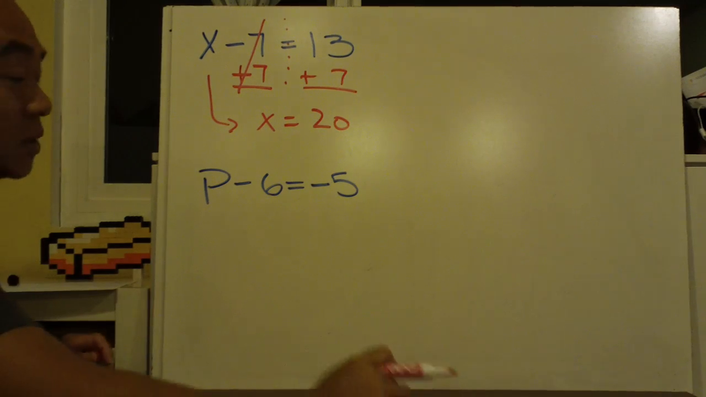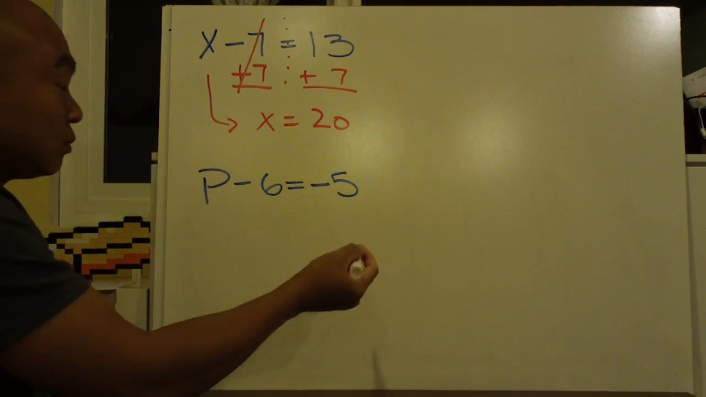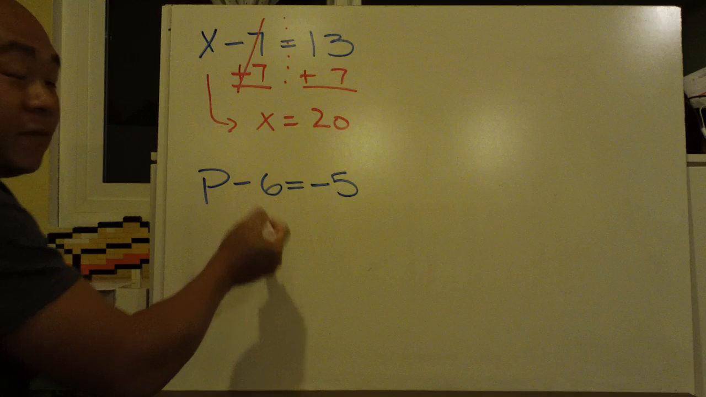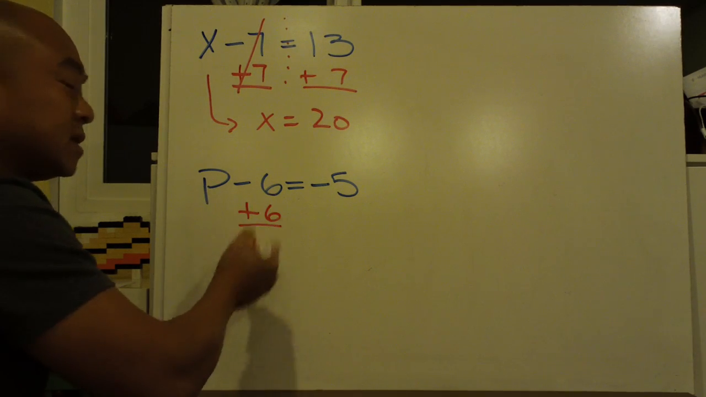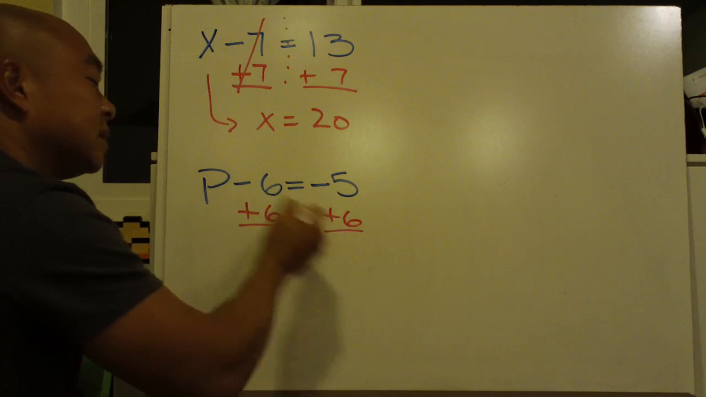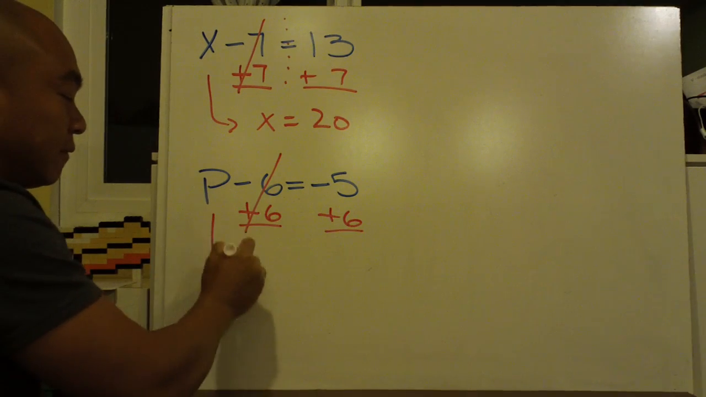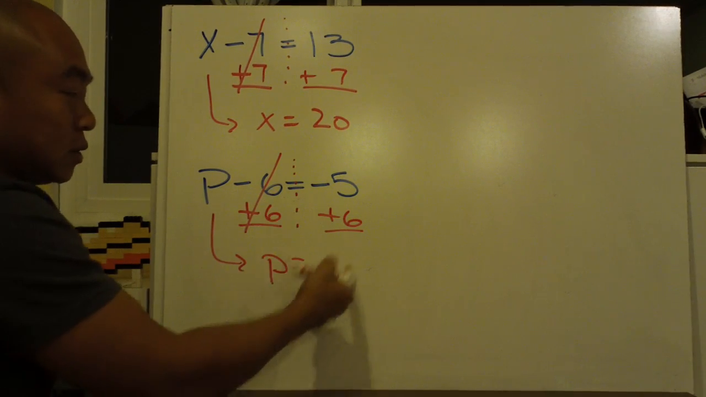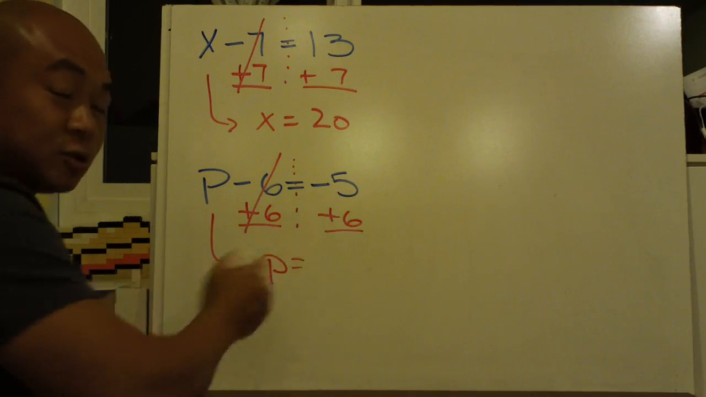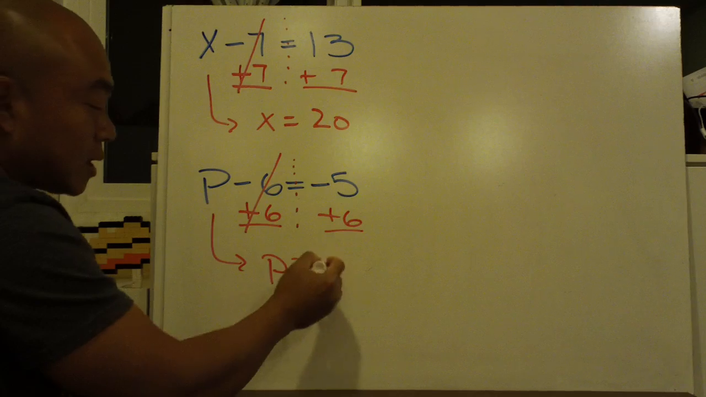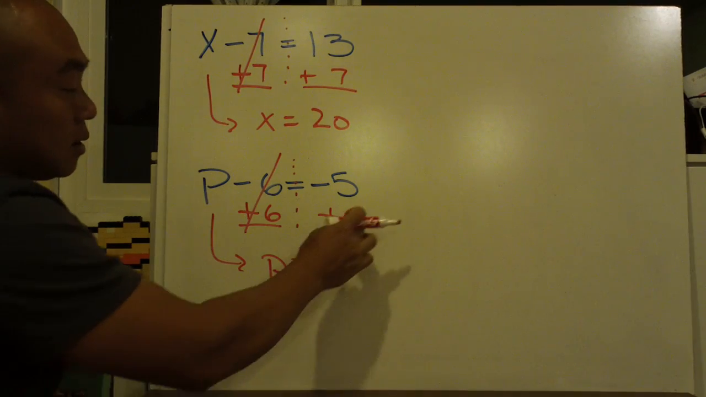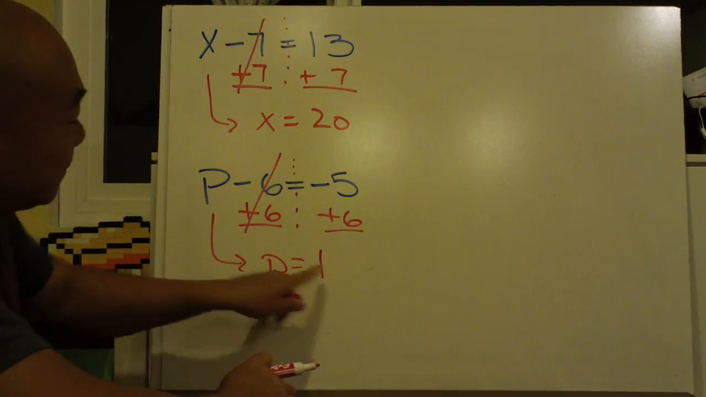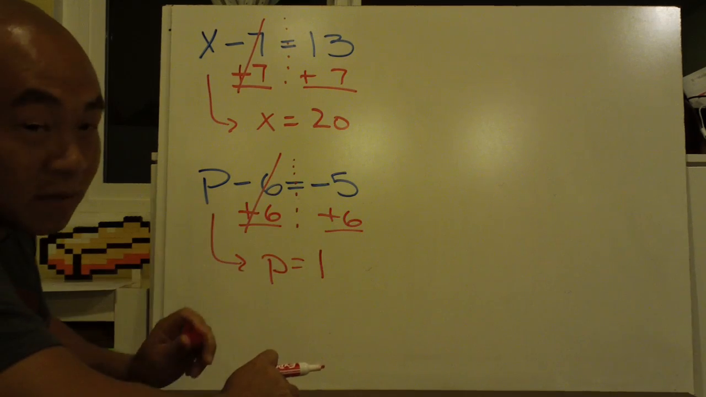Alright, let's have a look at this one where you have a negative answer. Again, isolate the variable, p. We're going to isolate it by the inverse operation, plus 6. You now have p is equal to negative 5 plus 6. And again, integer rules, positive and negative, you're actually subtracting, which gives you 1. Take the sign of the larger number, that's positive, so now you have positive 1. And again, if you place positive 1 into here, 1 minus 6 is going to give you negative 5.